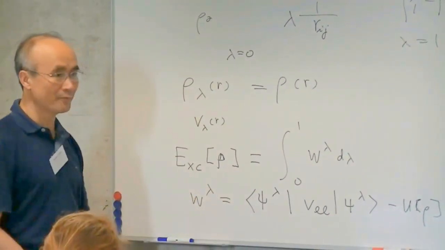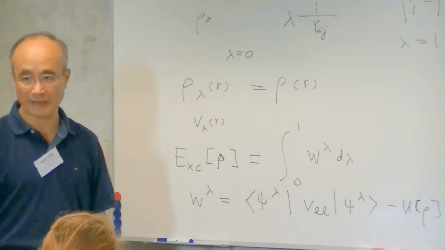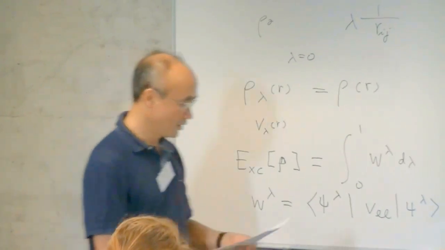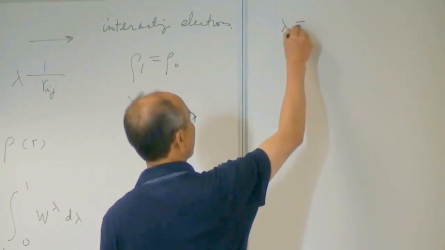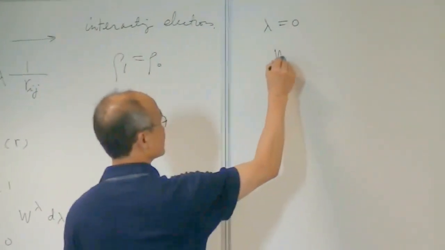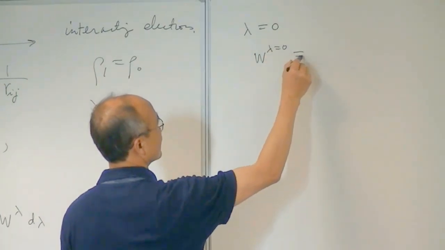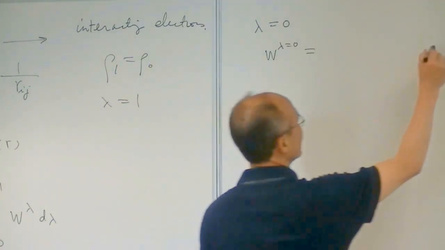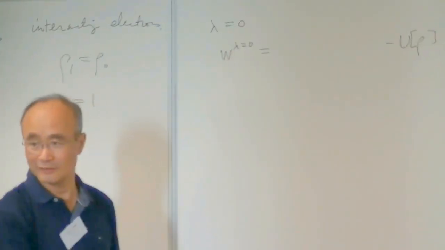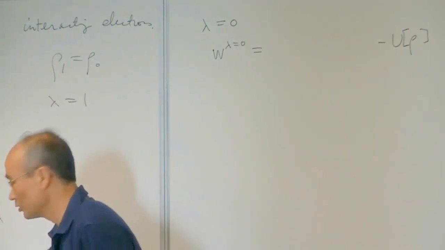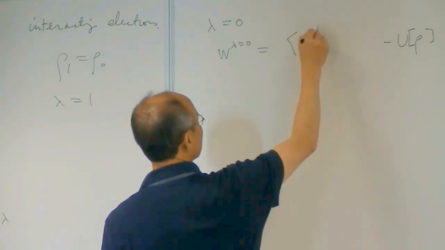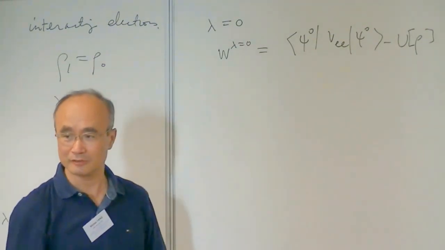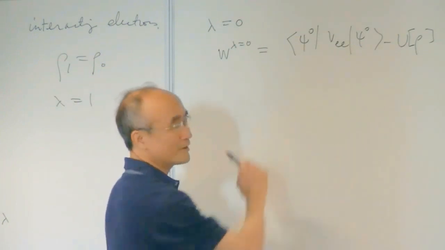Alright, so this formula is the foundation for the next thing we think about: we want to try to approximate the exchange correlation function using this formula. So let's look at the interesting point, when lambda equals zero. What is this? U minus... and Psi zero. Very good. You're learning very quickly. So that's the expression. And what is Psi zero? That's right, the determinant. So that's the constant determinant.